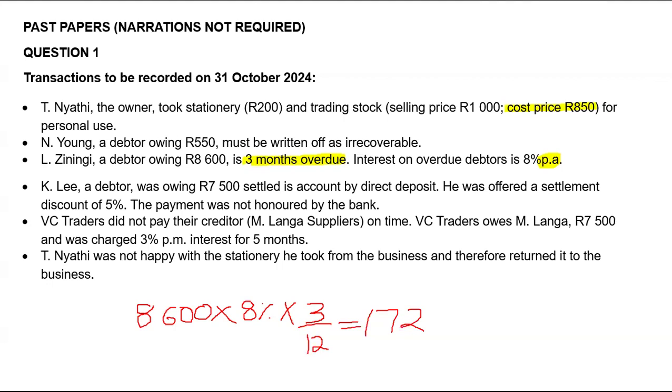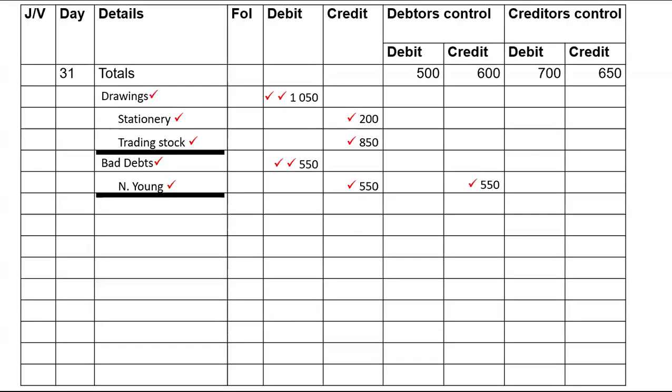L. Ziningi will be owing us more. We therefore debit L. Ziningi's account by 172 and then credit interest income by 172. But because L. Ziningi is also a debtor, since you debited L. Ziningi, you will also have to debit debtors control.